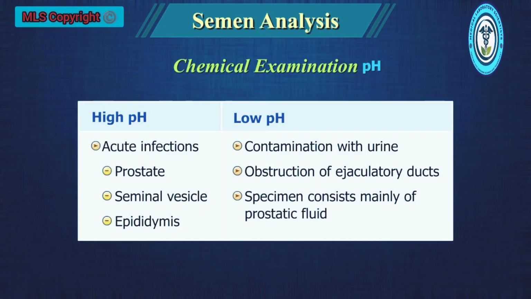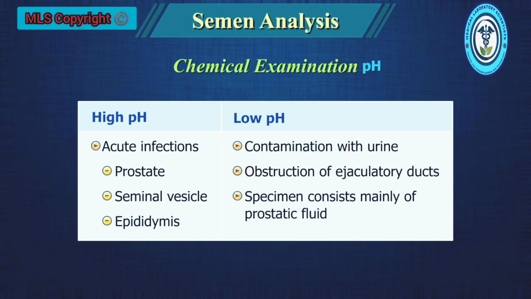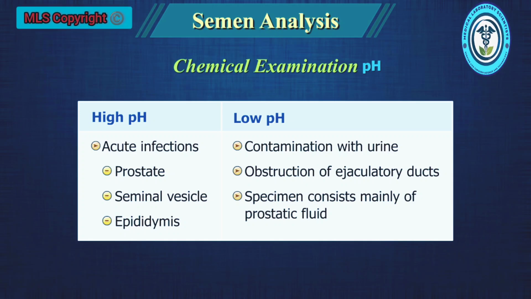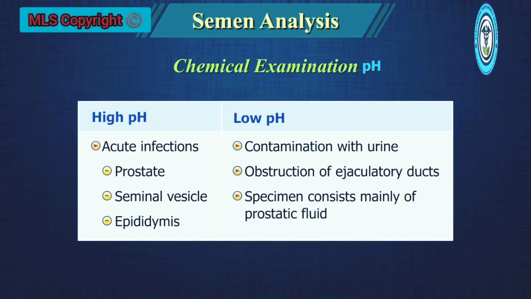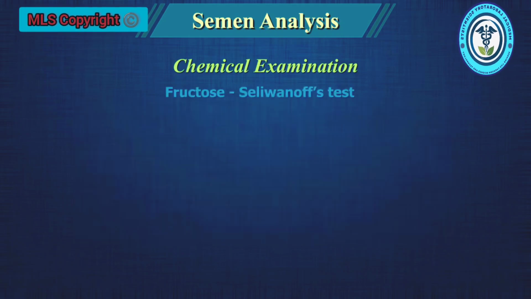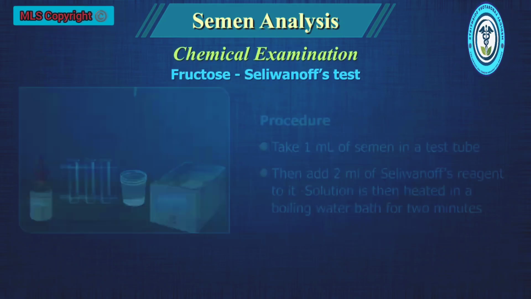High pH values are seen in acute infections of the prostate, seminal vesicle, or epididymis. Low pH may be due to contamination with urine, obstruction of the ejaculatory duct, or when the specimen consists mainly of prostatic fluid. Fructose using Selvinov's test.